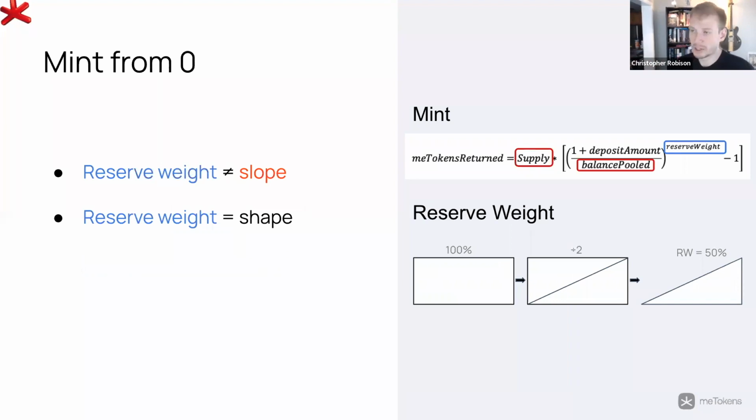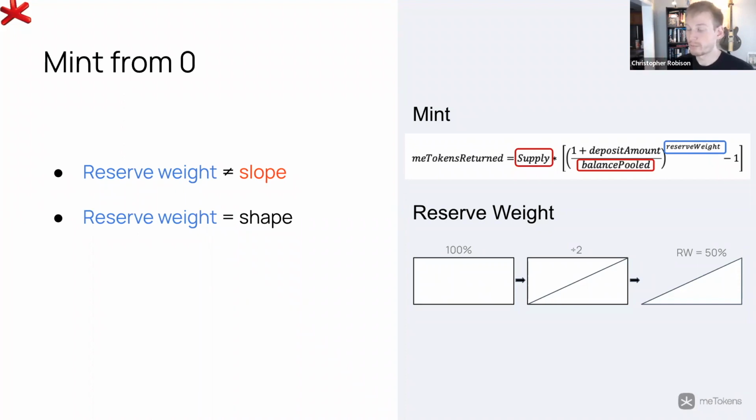Just as a little bit of an explainer, jumping back to the reserve weight that we were discussing earlier, reserve weight really is like a percentage of the market cap that is held in reserves. So below you can see, if the market cap is 100%, you divide by 2, you have a reserve weight of 50%. You can see now that creates a curve shape that's linear.